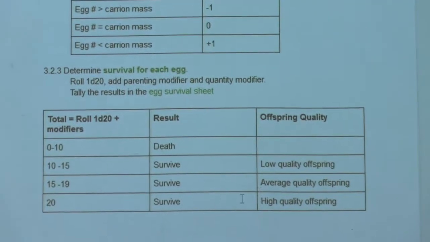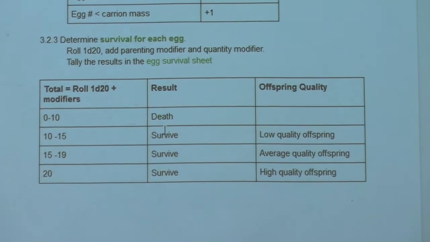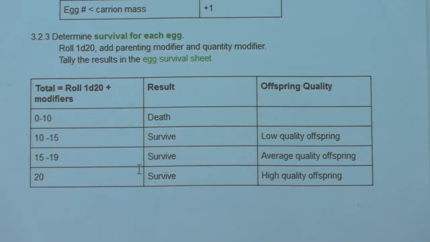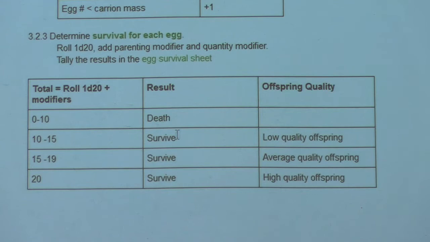All right, so you need to determine whether or not each egg survives. Start with egg number 1. Roll 1d20 and add your modifier, so it might be -3 + 1, and figure out what your total value is. Using table 3.2.3, you figure out if you survive and you're low quality, you survive and you're high quality, or if you die.